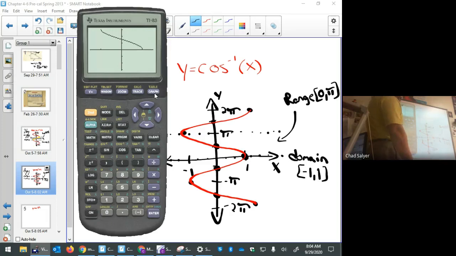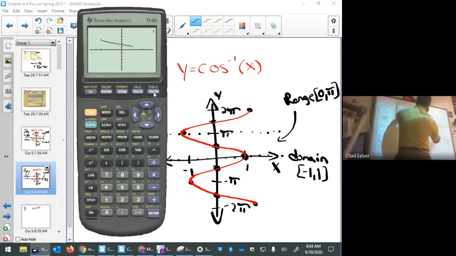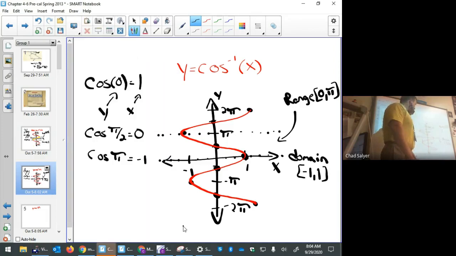And this only goes from negative pi to pi. That's why it's reaching the top. I suppose I should make it the same. That way it's more clear what's going on. So yeah, just this bit is the part that counts. Everything else is disregarded.